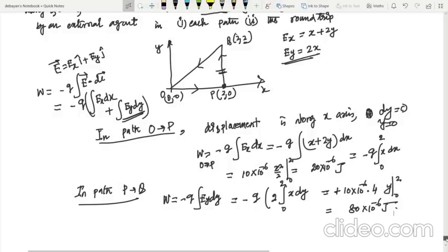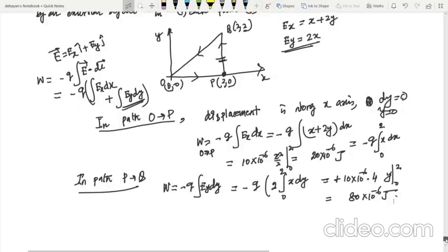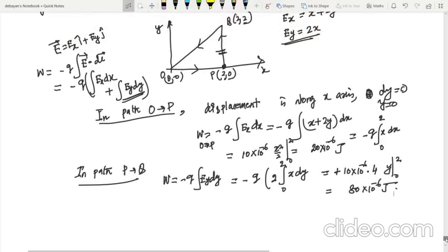Now what should it be? Gaurav, tell me, if we want to find the work done along the path QO, how will I do it?